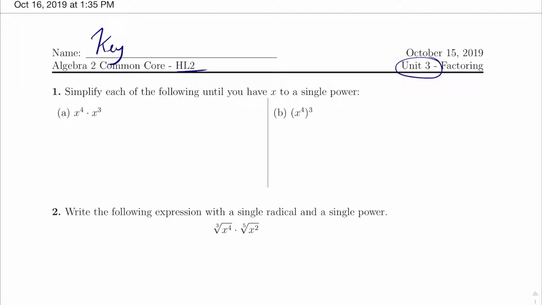Alright, so simplify each of the following until you have x to a single power. X to the 4th times x to the 3rd. That's x to the 7th. And like we talked about in class, you want to have both proofs in your head. One proof is you're supposed to add the exponents, so that works.